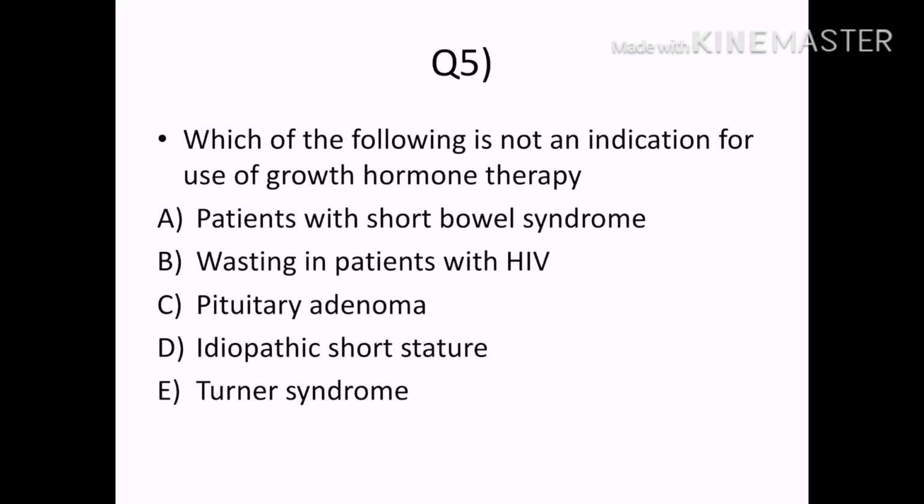Question number 5. Which of the following is not an indication for the use of growth hormone therapy? Patients with short bowel syndrome, wasting in patients with HIV, pituitary adenoma, idiopathic short stature, Turner syndrome. Now, the previous question was about in which case growth hormone therapy is an indication. This question is opposite, in this question you have to tell which of the following conditions is not an indication for growth hormone therapy.